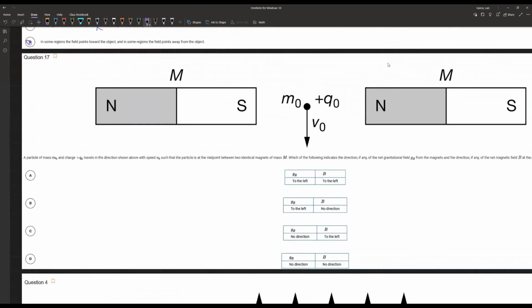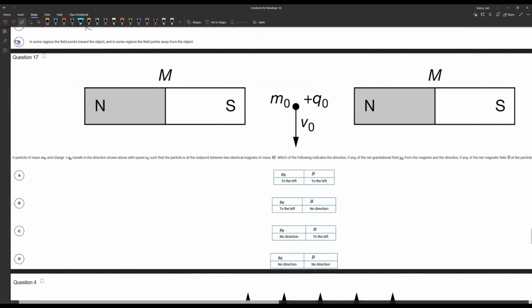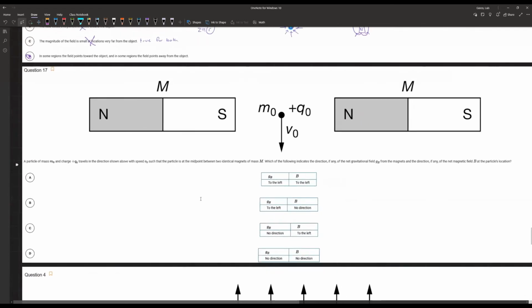Let's go to 17. A particle of mass m naught and charge positive q naught travels in the direction shown above with a speed v naught such that the particle is at the midpoint between two identical magnets of mass m. Which of the following indicates the direction, if any, of the net gravitational field from the magnets and the direction, if any, of the net magnetic field at the particle's location? Zoom out a little bit so we can see it all.